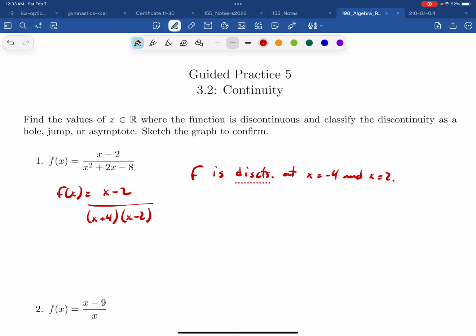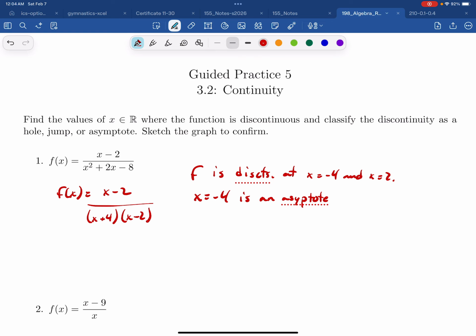Now, one thing to note is that x equals negative 4 is an asymptote. It's what's called a vertical asymptote. If you took the limit as x approached negative 4, you would have a non-existent limit, right? It would be infinite.